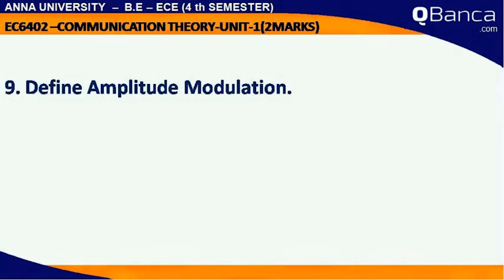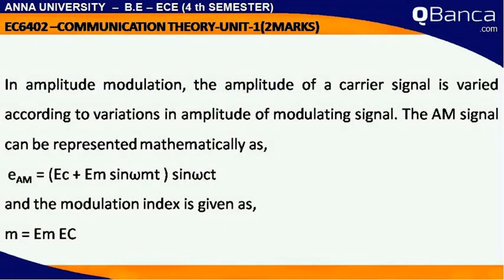Define amplitude modulation. In amplitude modulation, the amplitude of a carrier signal is varied according to variation in amplitude of the modulating signal. The AM signal can be represented mathematically as e_AM = (Ec + Em sin ωm t) sin ωc t, and the modulation index is given as m = Em/Ec.